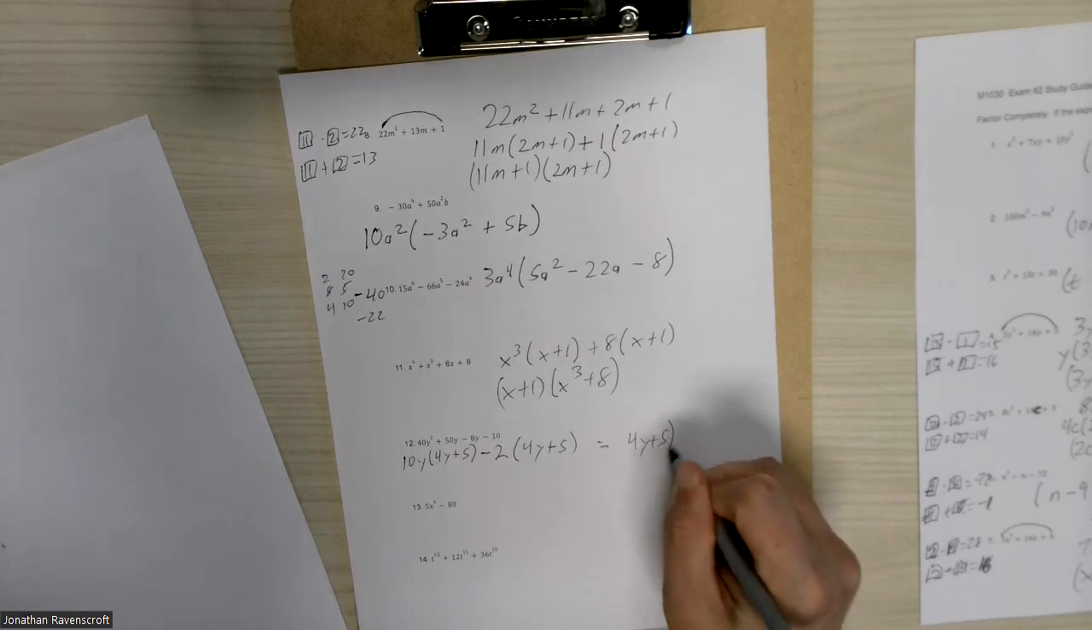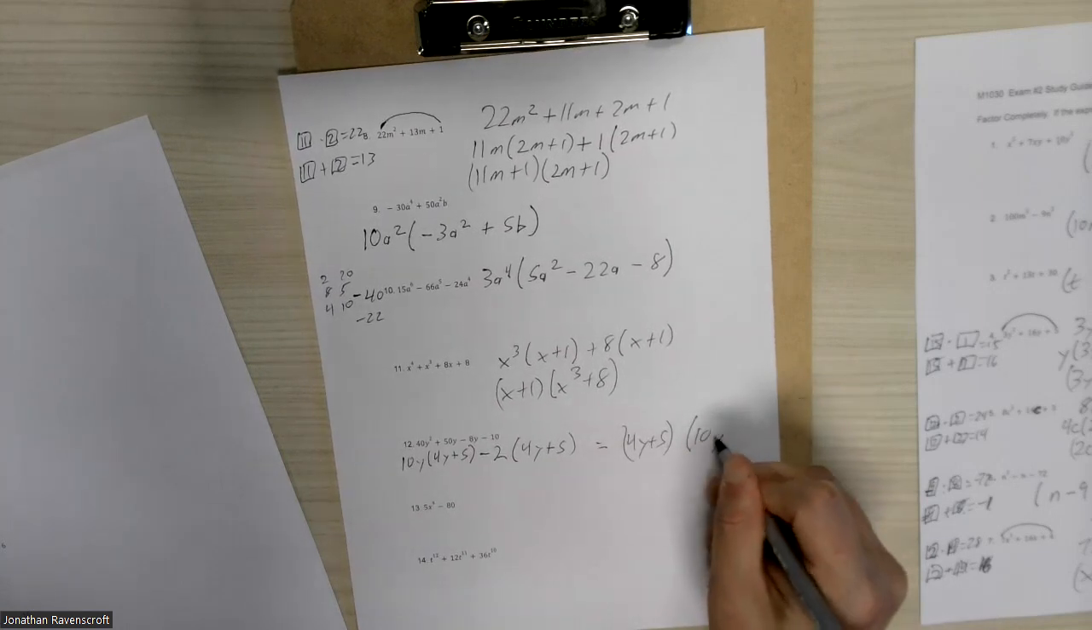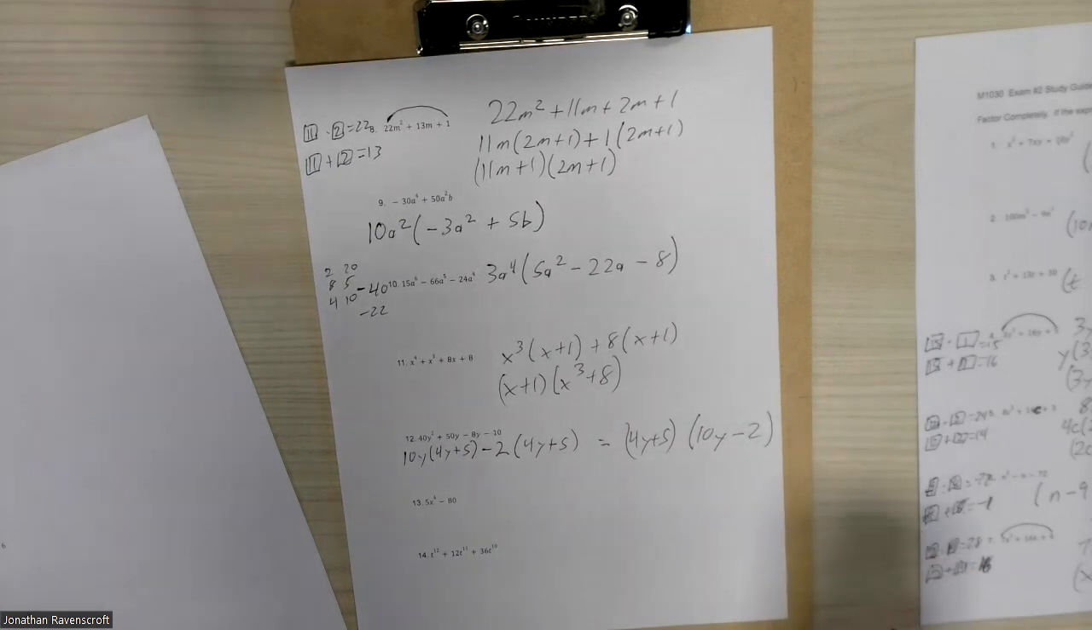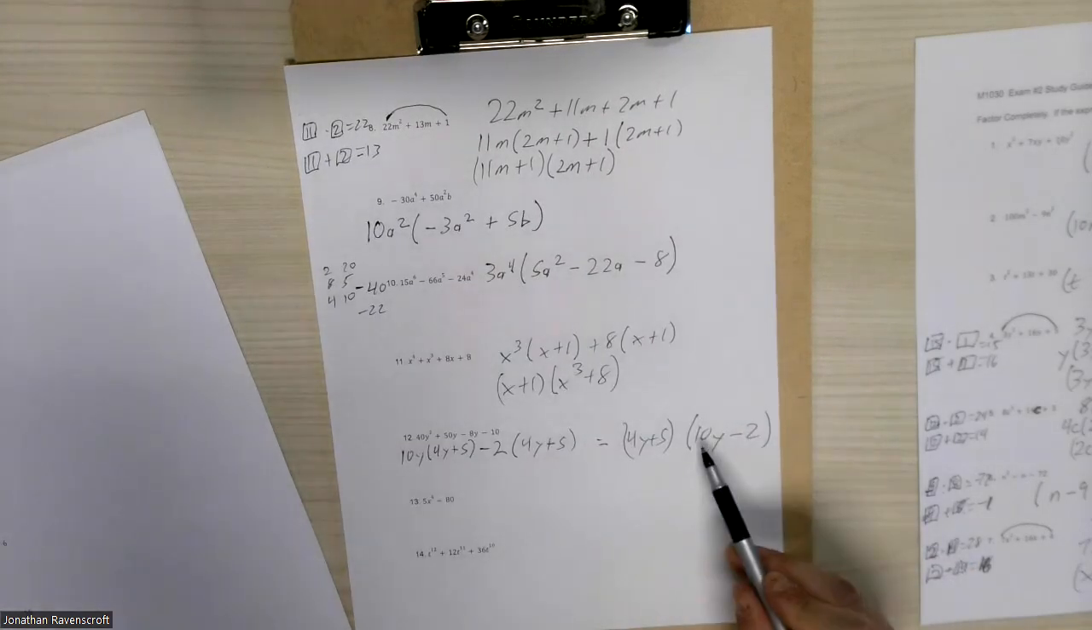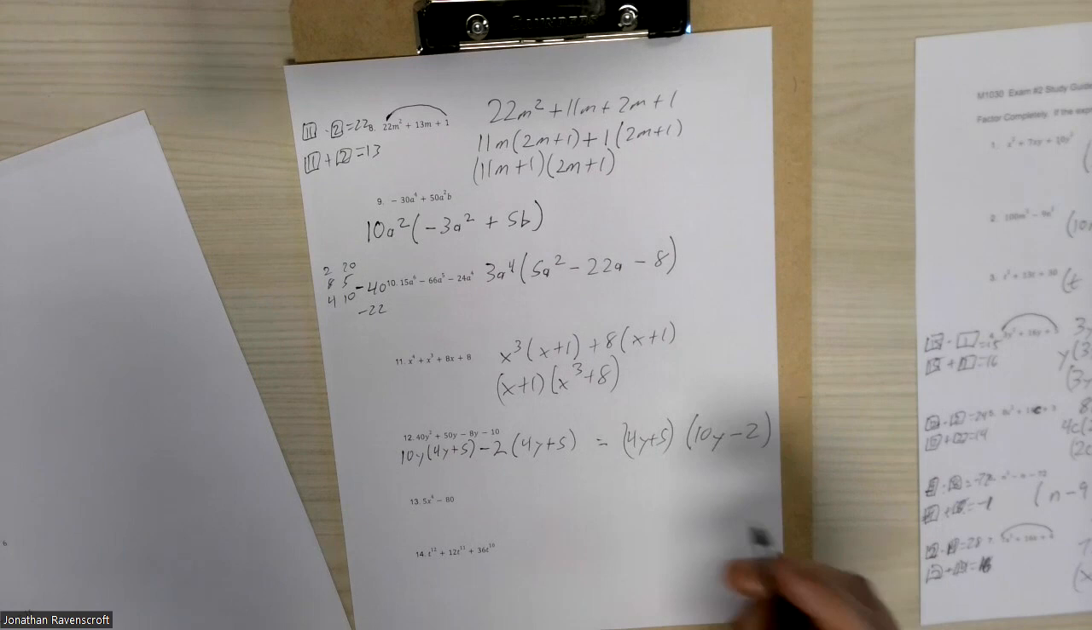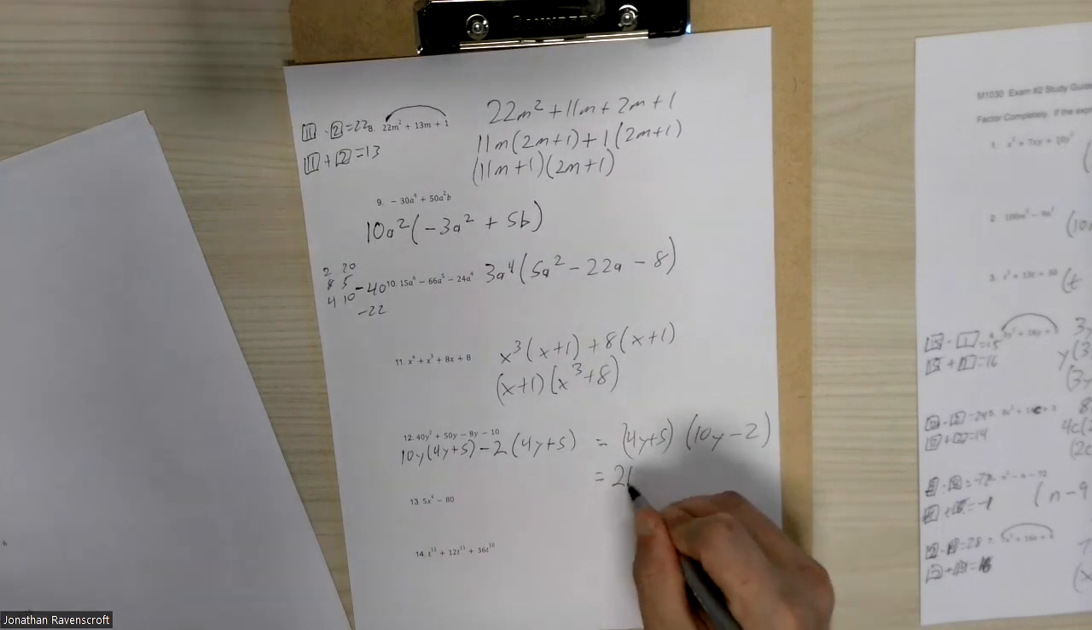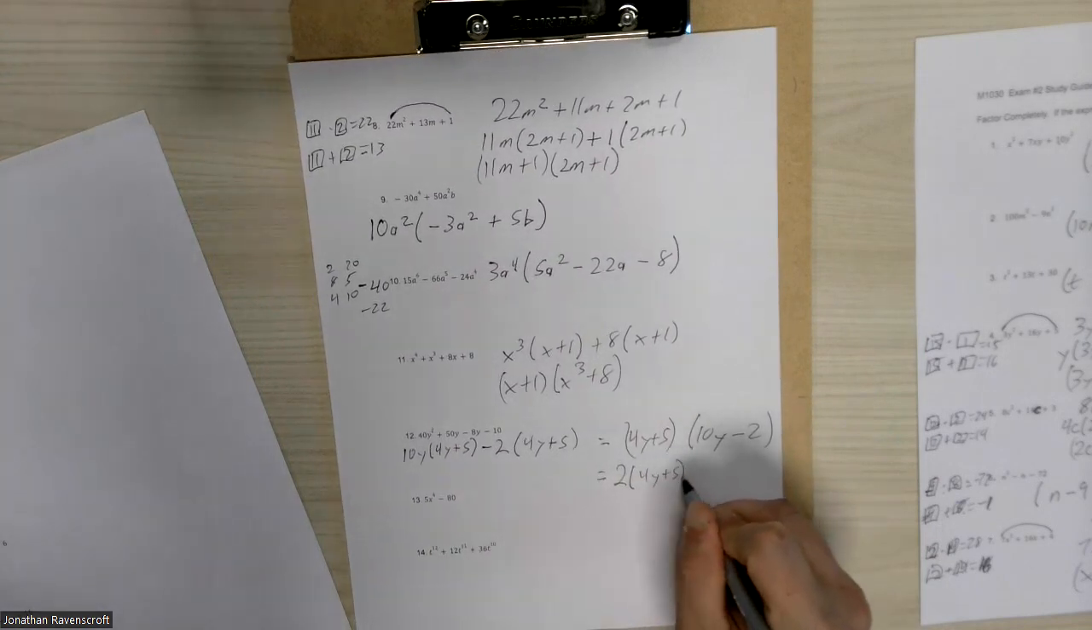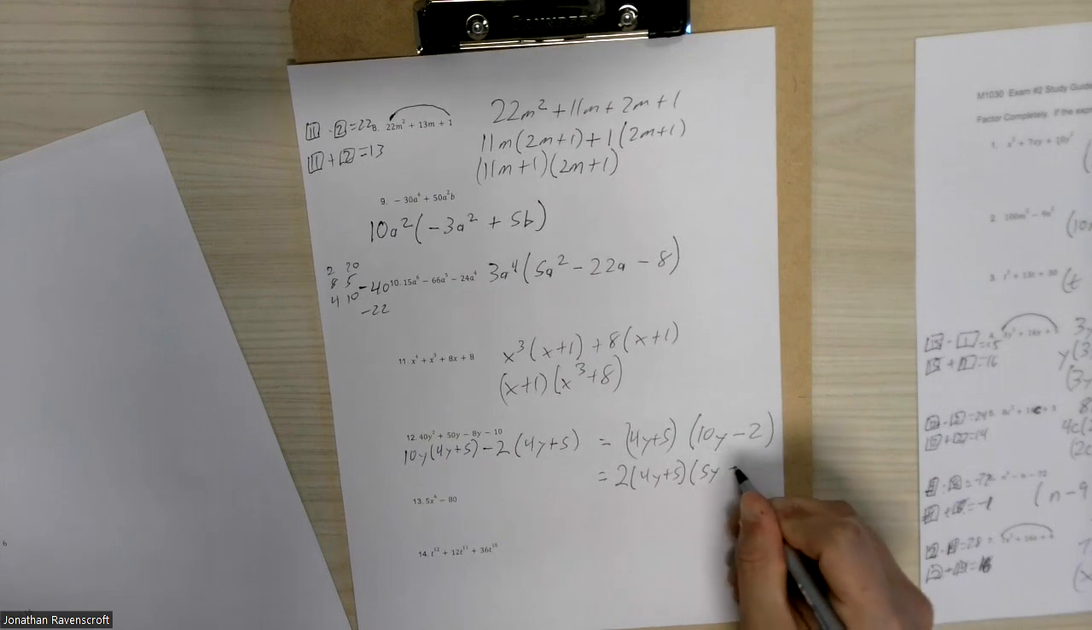4y plus 5 is the same, leaving 10y minus 2. Now, if you look at this, you say, wait, you can take out a 2, and yes, you can. You could call this 2 times 4y plus 5 times 5y minus 2.